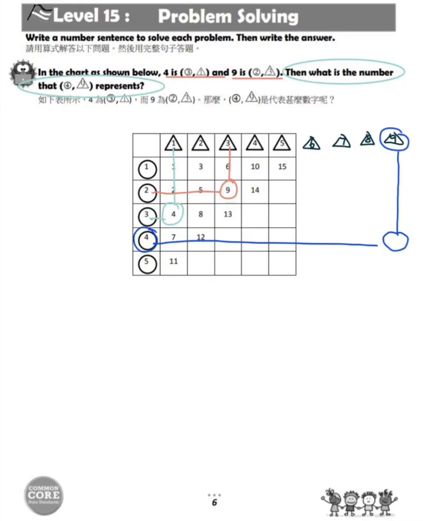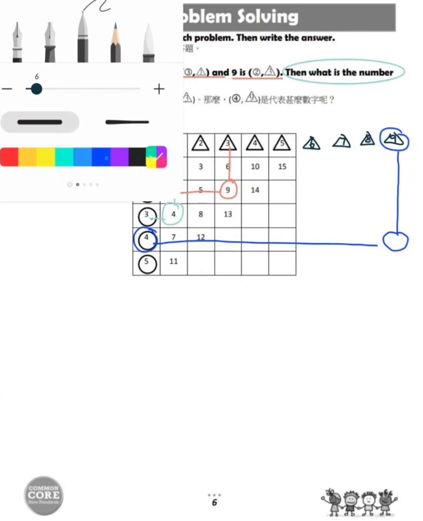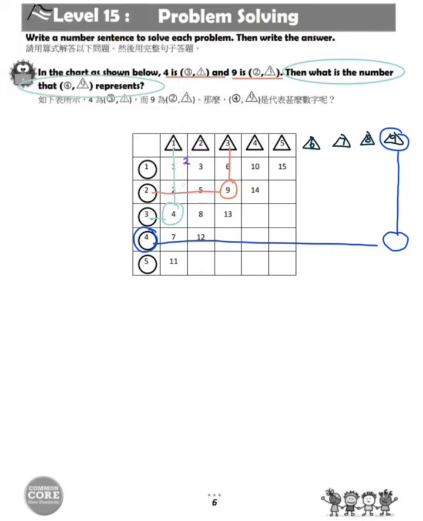If we have 1 and 3, the difference between the numbers will be 2. And if we have 2 and 5, the difference will be 3. 4 and 8, the difference will be 4. Then if we have 7 and 12, the difference will be 5. Then the next is 3 to 6, the difference will be 3. 5 to 9, the difference will be 4. 8 to 13, the difference will be 5.